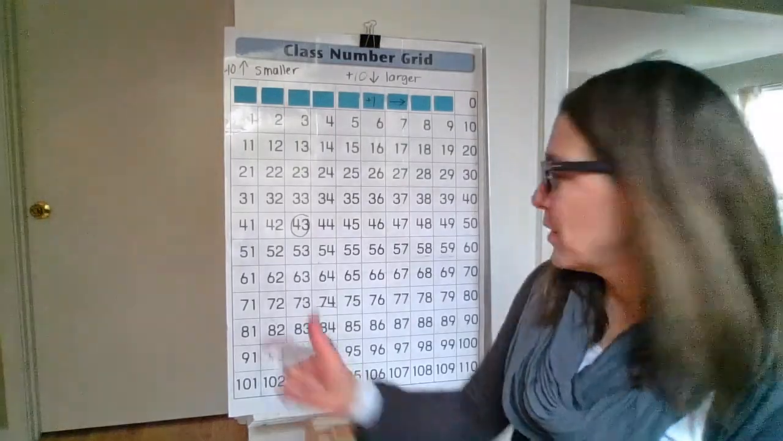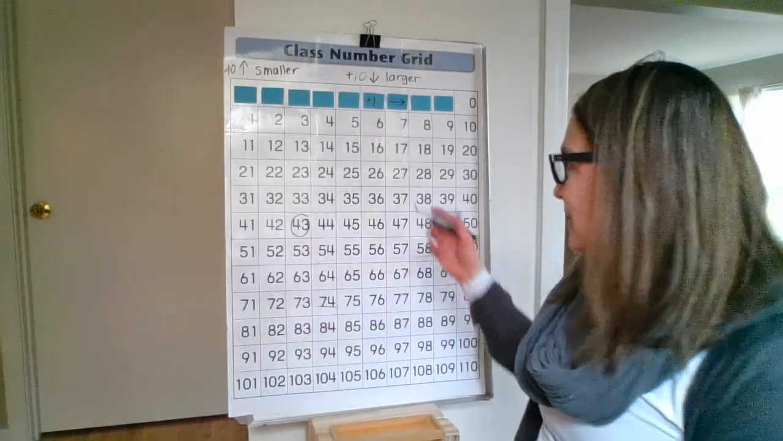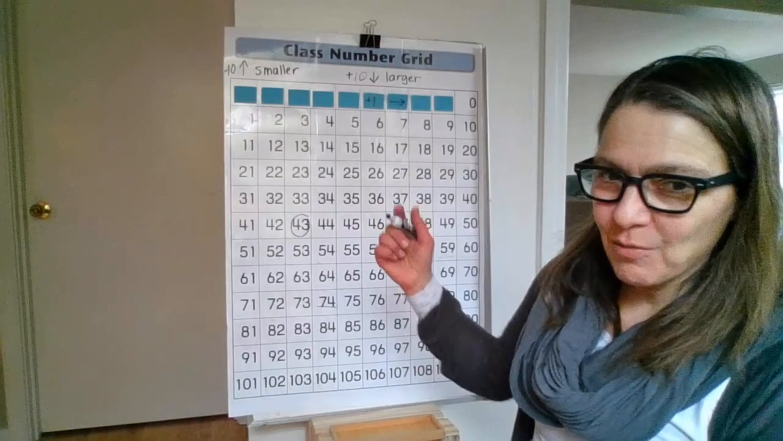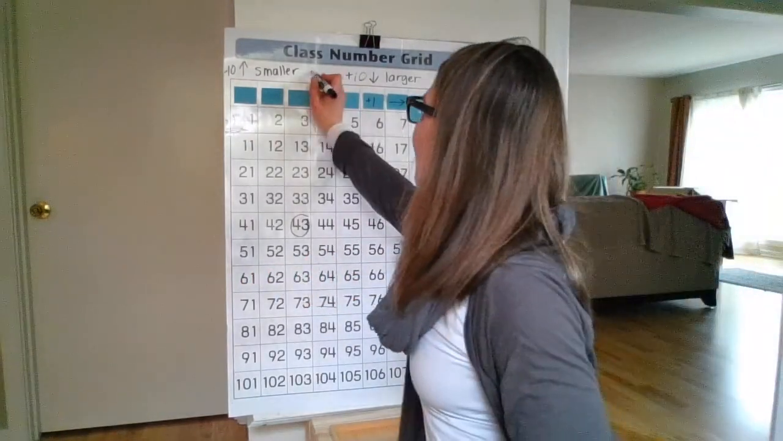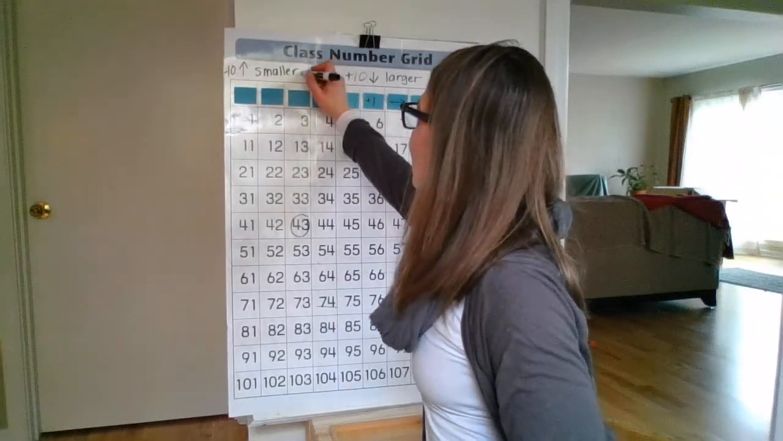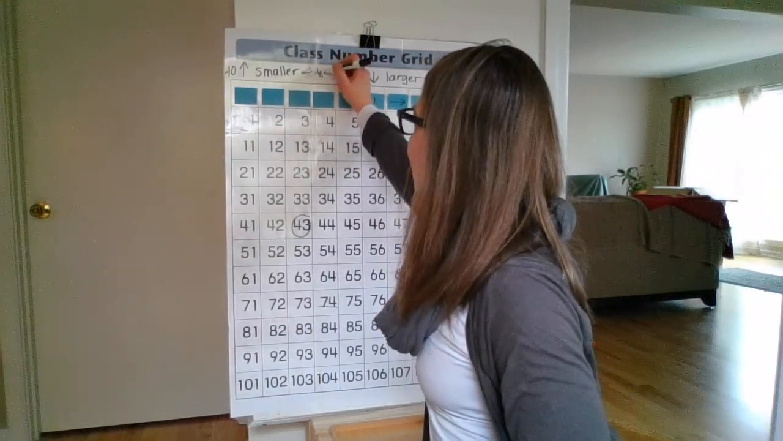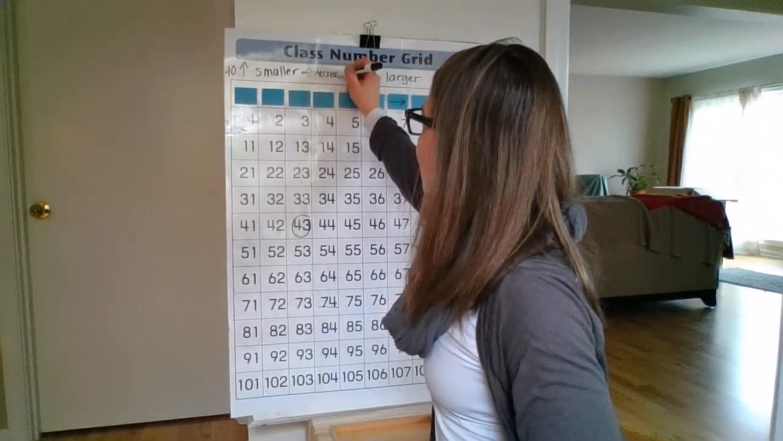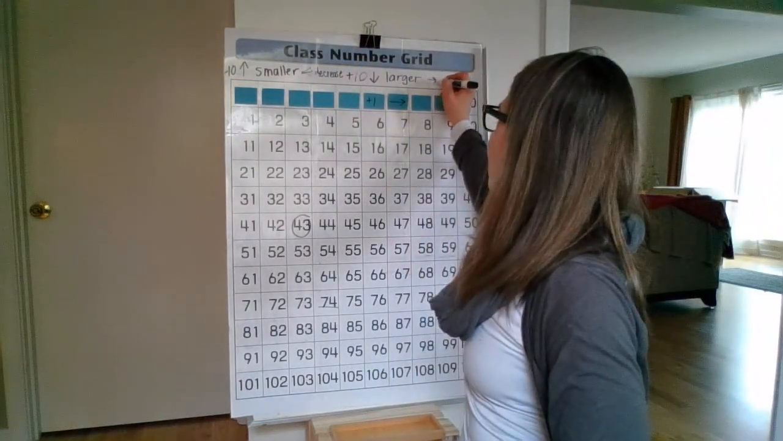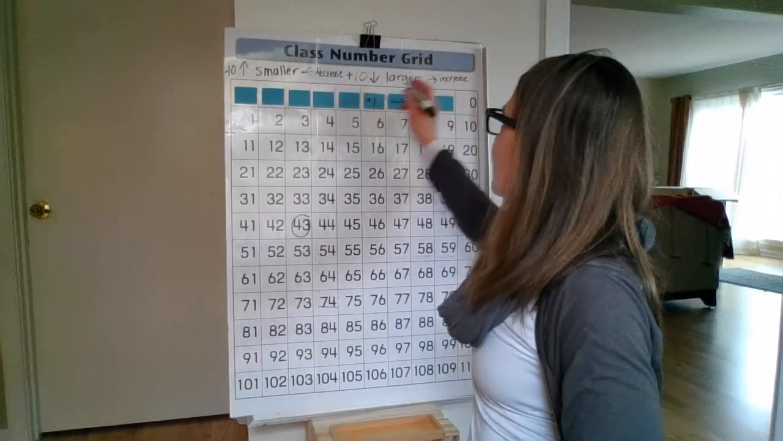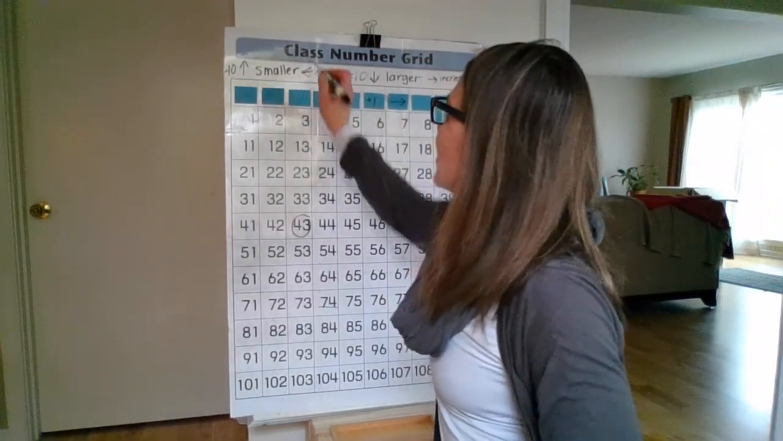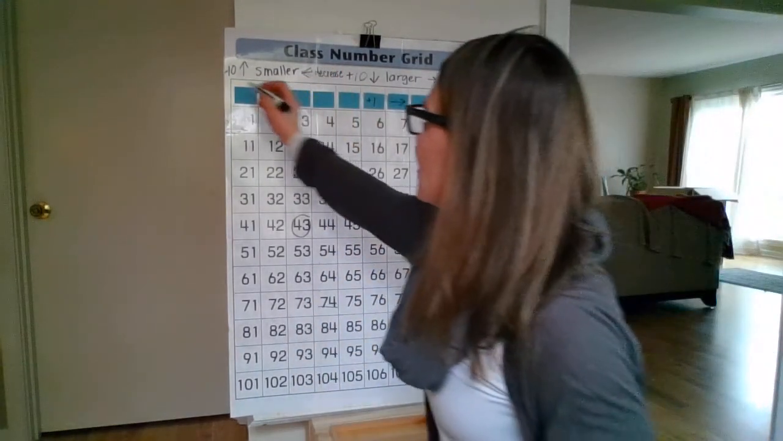Okay? And then when you go to the right, you are increasing. And when you go to the left, you are decreasing. So, decrease. Increase. Okay, so for subtraction, we are going to do these two.